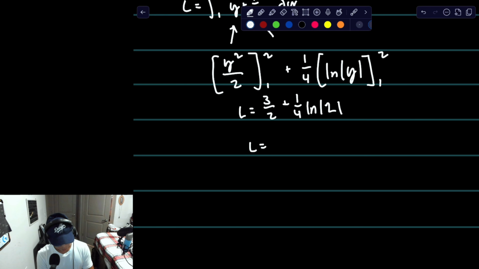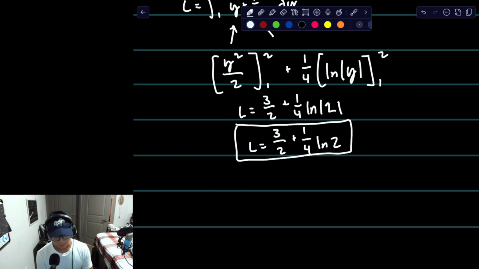And you can always just remove that absolute value since you already know that it's a positive number, so you could just say natural logarithm of 2. And that is our final answer.